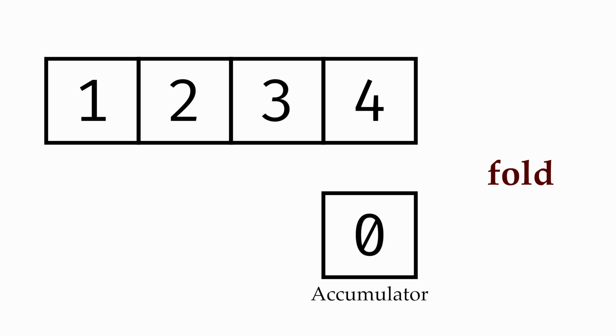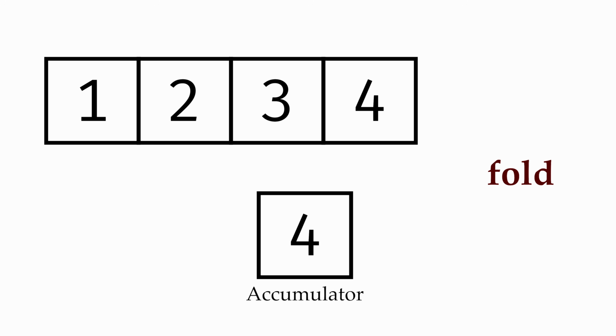Initially, it's set to 0. When we process our first value, we'll apply a function to the element and to the accumulator, which is currently 0. In the case of summing a list, this function will just be a function that adds two numbers together. So in this case, adding 0 to the element leaves us with just the same value of the element. That becomes the new value for the accumulator.